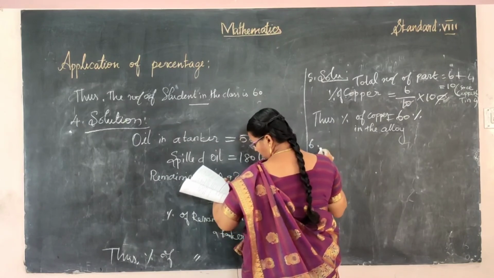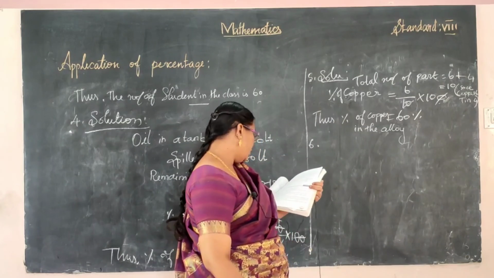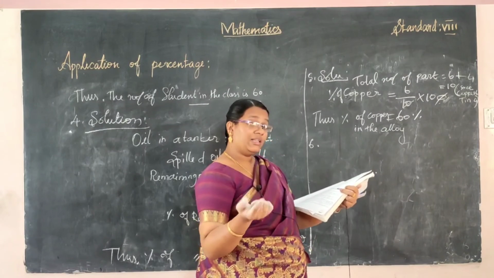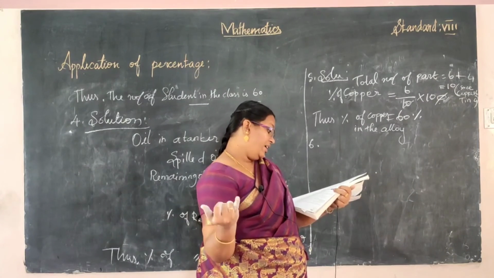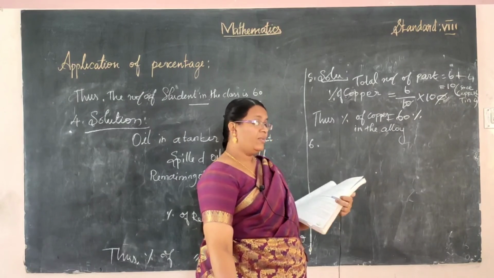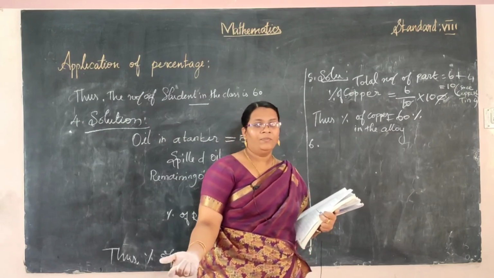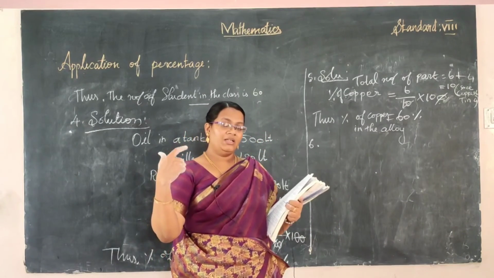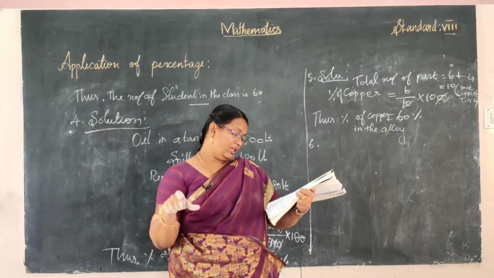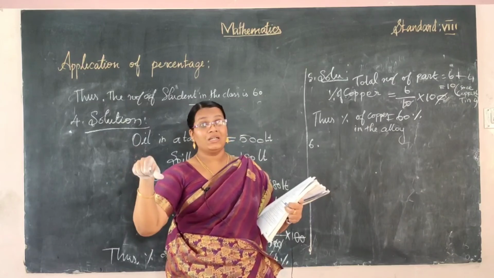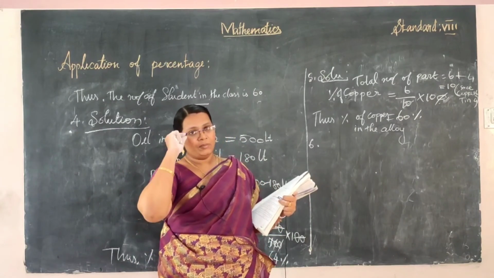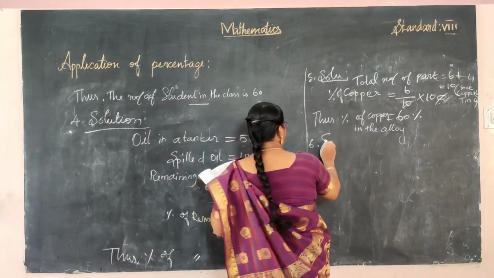And sixth one: Pooja's monthly salary is 70,000. She got an increment of 18%. Find her net salary after the increment. What to do is add. Only the percentage of increment is given, so first we have to calculate the amount of the increment.